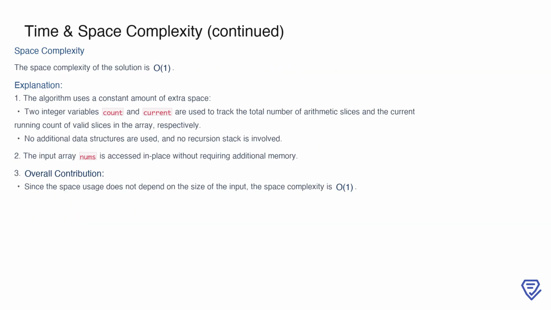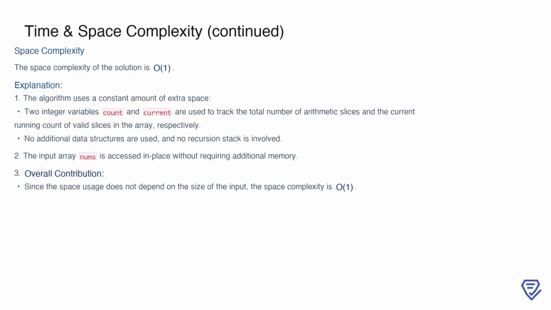The space complexity of this solution is O(1), meaning it uses a constant amount of additional memory, regardless of the input size. This is achieved by utilizing only two integer variables: count to record the total number of arithmetic slices in the array, and current to track the running count of valid slices during the iteration.